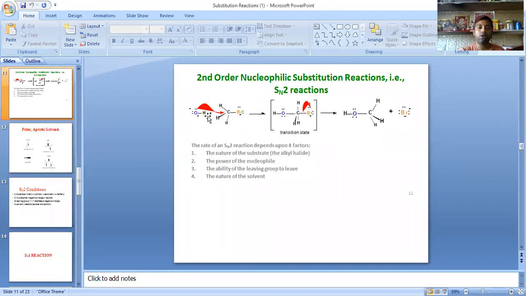Because in SN2 reactions, the nucleophile attacks from the backside of the substrate, and because of the bulkiness of the tertiary alkyl halide, the attack is not feasible. The attack is very difficult. So that is why methyl is more reactive than primary alkyl halide, primary alkyl halide is more reactive than secondary, and secondary is more reactive than tertiary. Okay, understood?